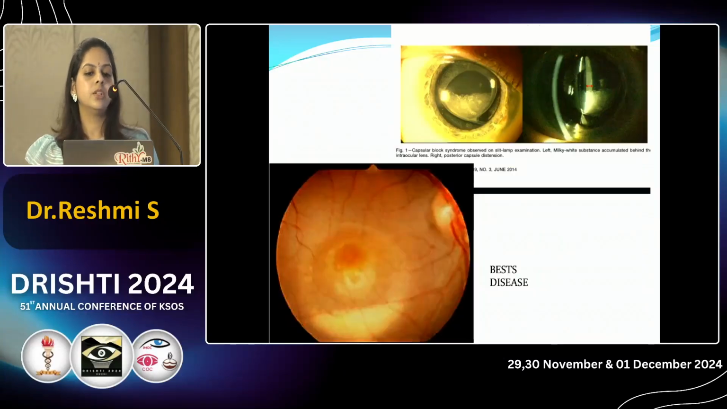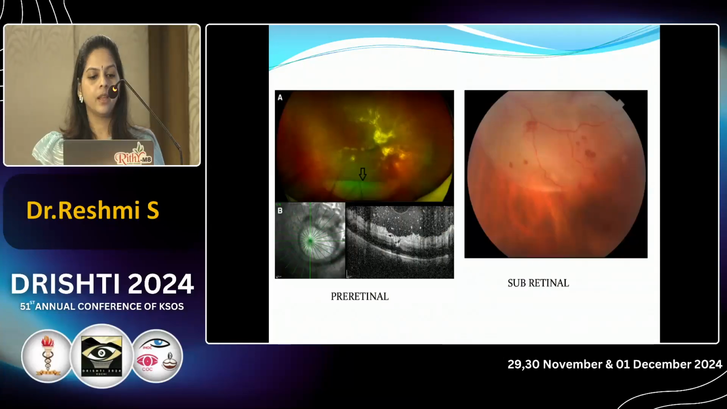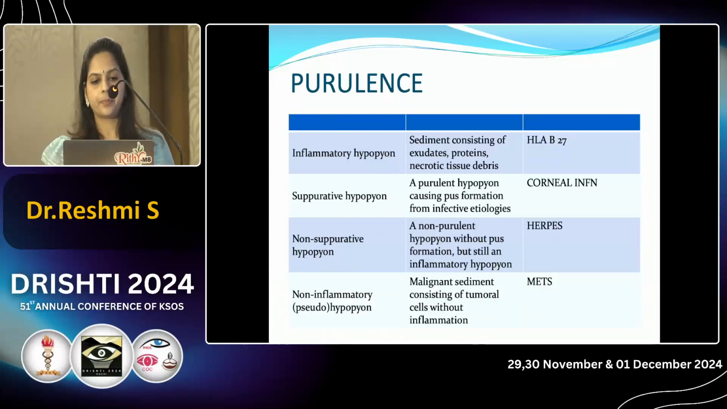So the first image shows a milky white fluid collection within the capsular bag. The second image shows intraretinal pseudohypopyon in Best disease. This is the pre-retinal pseudohypopyon and the last one is the subretinal one.